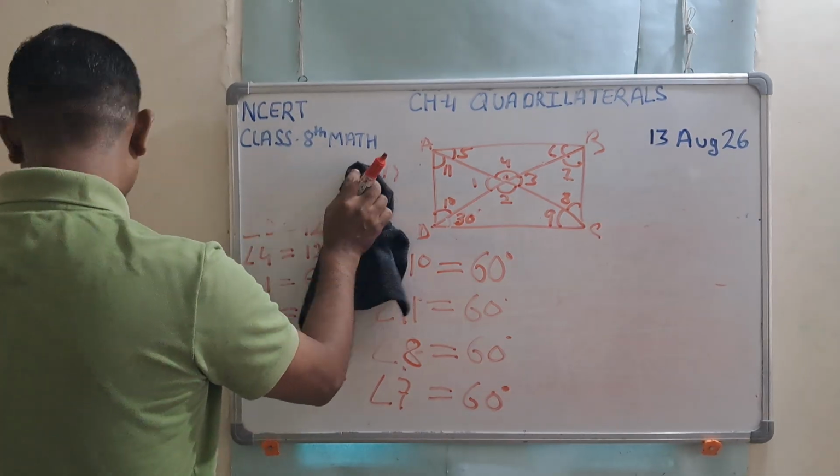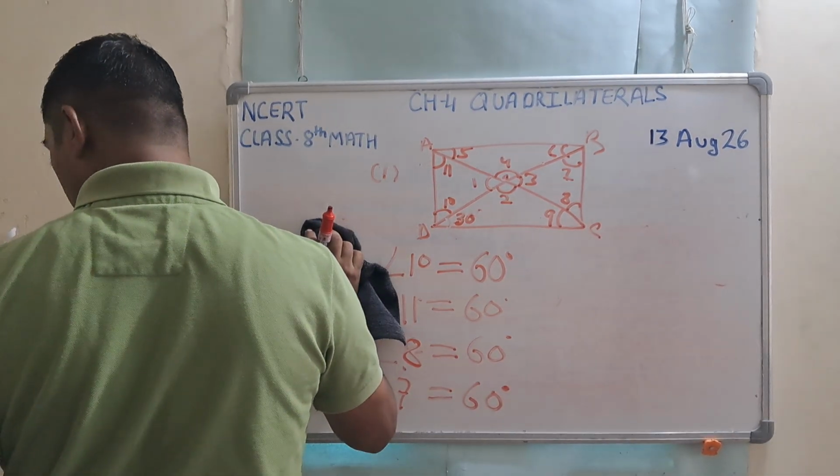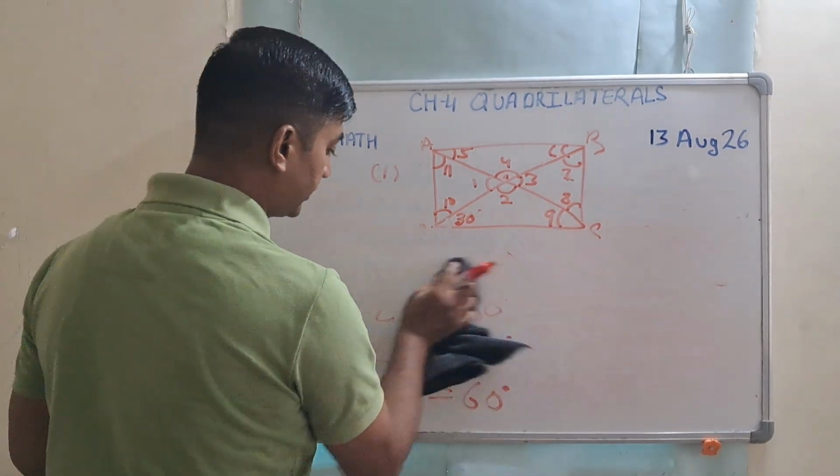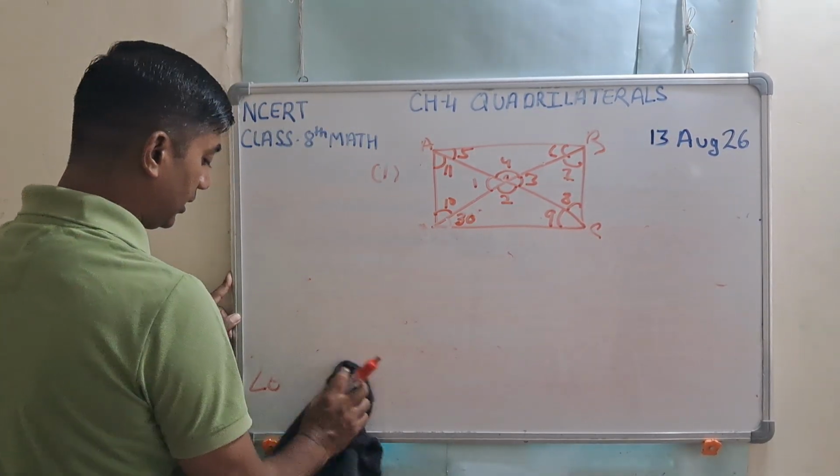Understood? Now the next question is that we are given another angle, 110, and we will find out all the other angles.